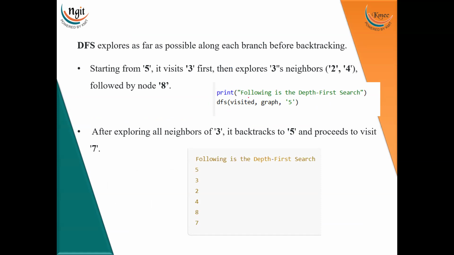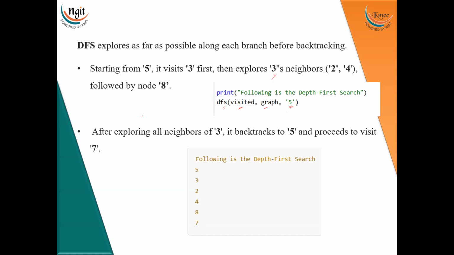To print how this DFS works, here you see we are calling the DFS function with three values: visited, graph, and the starting node, which we have given as 5. So starting from 5, first it visits 3, then explores 3's neighbors, that is 2 and 4, followed by 8. After exploring 3, it backtracks to 5 and proceeds to visit 7. This means it traveled one depth and explored all the nodes, then backtracked to the root node, and on the other side it is going to traverse. So for the particular graph we have given, the depth first search traversal of the graph is 5, 3, 2, 4, 8, 7.